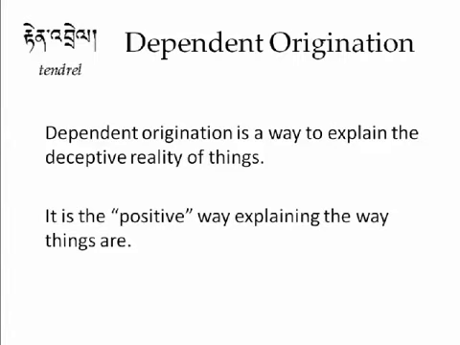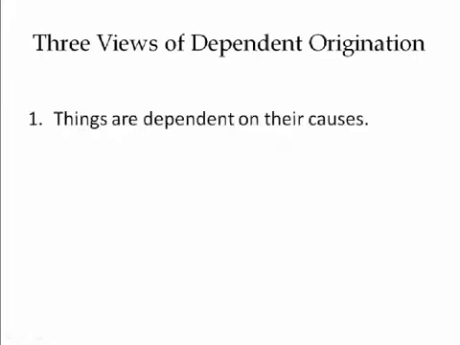So again, I'm just emphasizing, because emptiness is not a positive thing, it's a negative thing, it's an absence of something, which is important in terms of being able to understand what it is. So there's three views of dependent origination that we're going to present. And the Buddha taught all these three views depending on the capacity of his audience, who he was teaching to. The first one is that things are dependent on their causes.